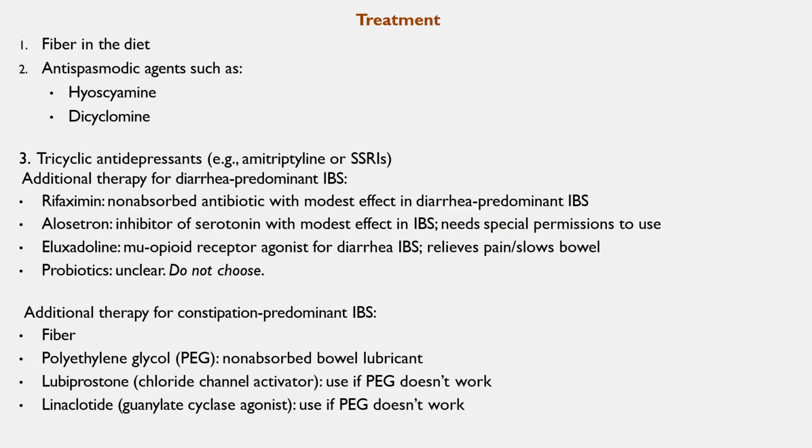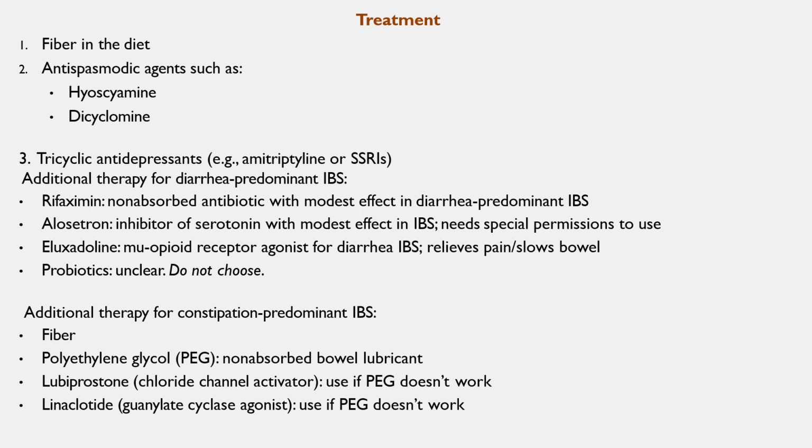This is slide number 7. The treatment of IBS. Number 1, we need to have fiber in the diet. Number 2, we need to have antispasmodic agents such as dicyclomine or hyoscyamine. Also, we can give the patient tricyclic antidepressants, for example amitriptyline, or SSRIs.